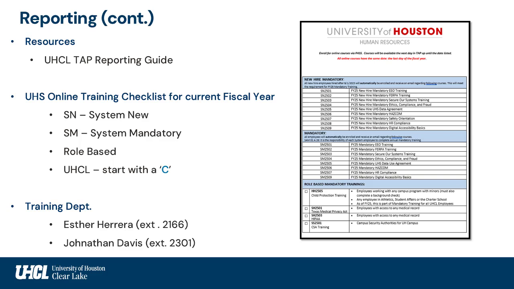Please note that the courses' names will correlate with which type of course it is. For example, SN is for System New, SM is for System Mandatory. We also have our role-based courses that are part of our mandatory training spreadsheet that you will fill out. Any courses specific to UHCL start with a C.